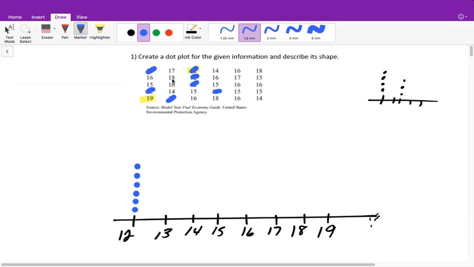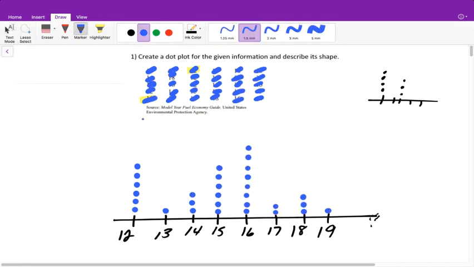I have 1. So I try to keep it the same height as the first one with the 12. So there's my 1. 14: 1, 2, 3. So it'll be 1, 2, 3. All right, now I'm going to pause this and fill in the rest, but it's going to be the same way for 15 through 19.